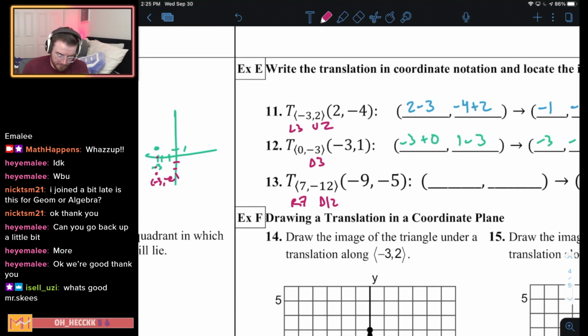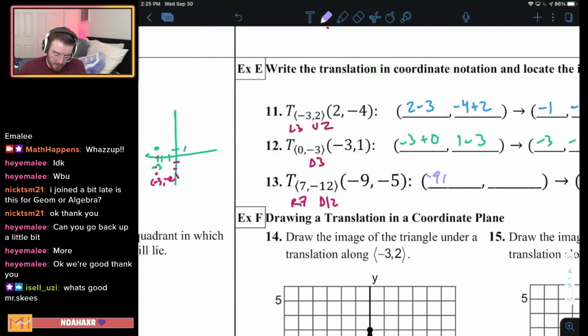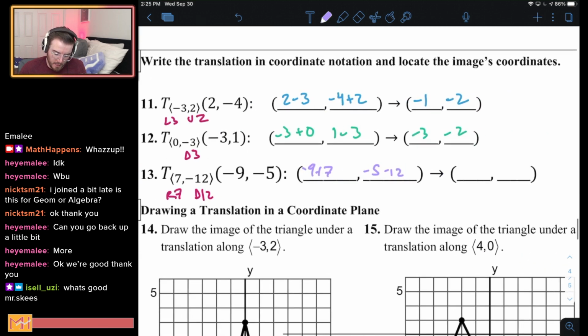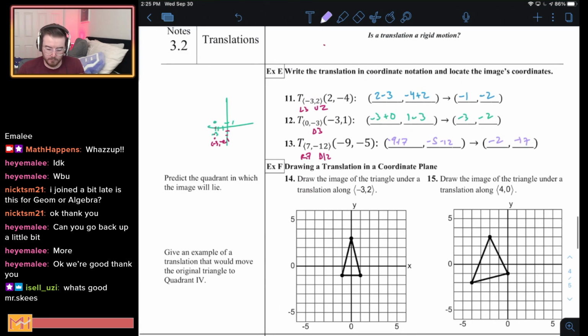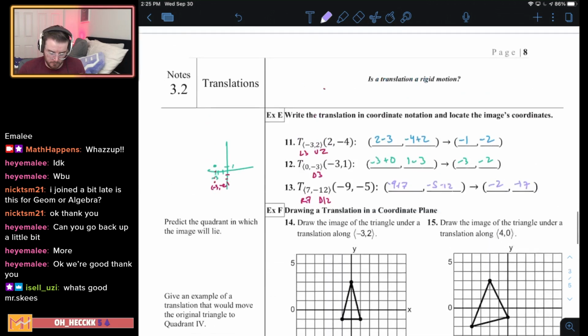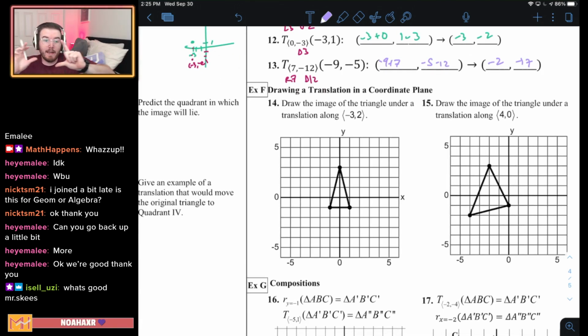So don't overthink it. And then the last one, if I'm moving right 7, I'm going to add 7. If I'm going down 12, I'm going to subtract 12. And I end up with negative 2, negative 17. So let's translate, aka shift, a few more graphs, and then we're golden.